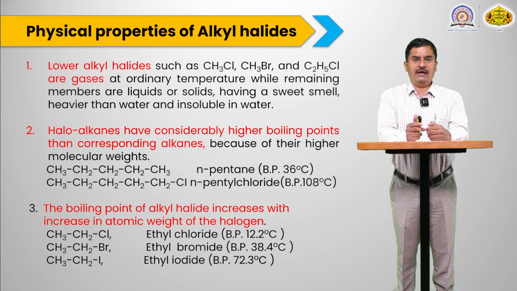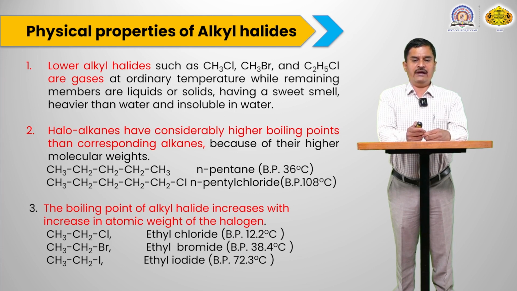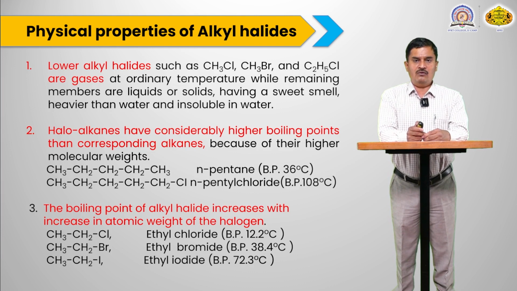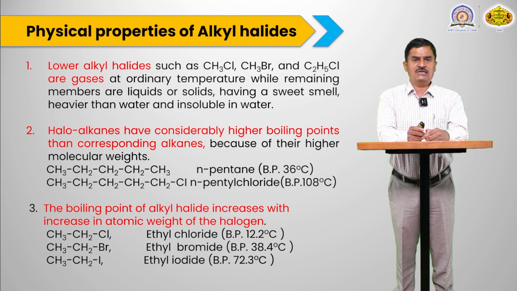So alkyl halides have higher boiling points because in addition to the van der Waals forces, there is another property, that is density. The density of halogen atoms is more. That's why the boiling point is also more. For example, in the case of n-propane, the boiling point is 36 degrees Celsius, while the boiling point of n-pentyl chloride is 108 degrees Celsius. So the boiling point of n-pentyl chloride is very high because chlorine has a higher density as compared to carbon or hydrogen. So boiling point not only depends upon the intermolecular forces but also depends upon the density of the molecule.